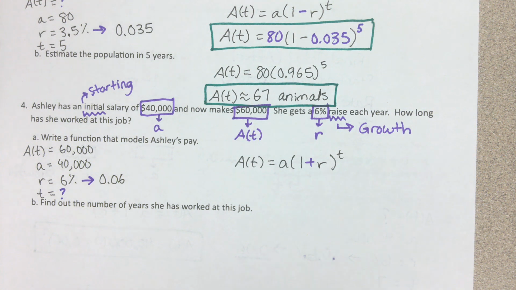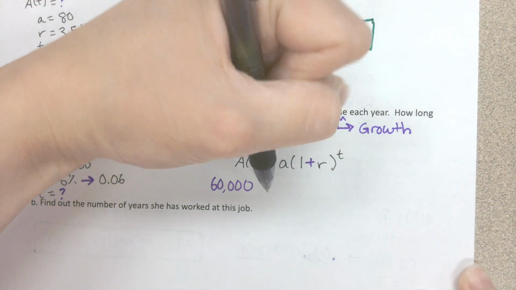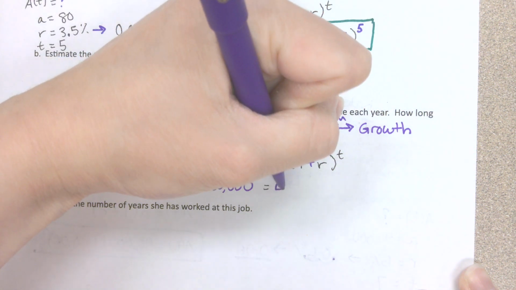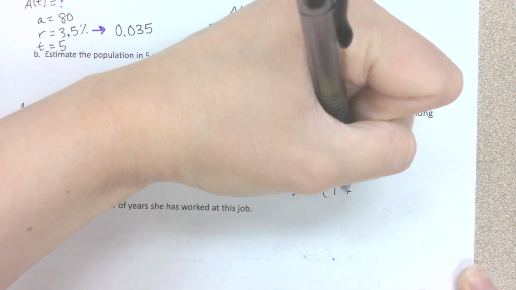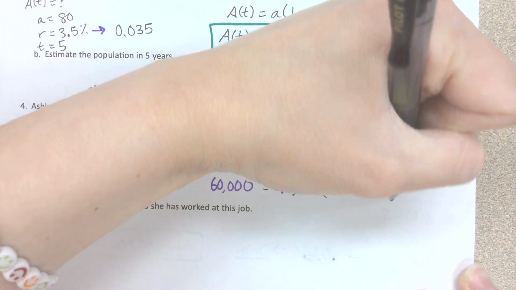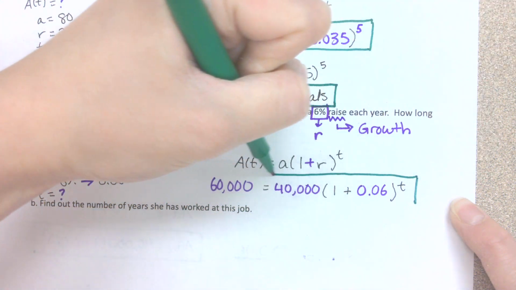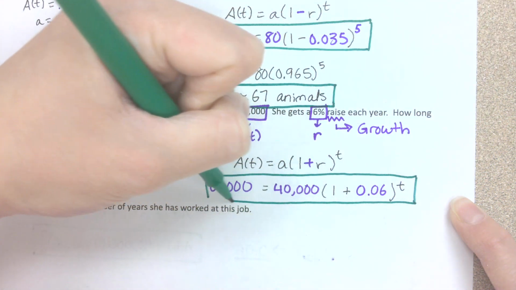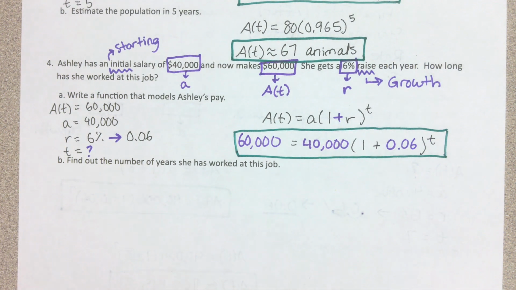And then we fill in. This time we do know A of T, it's 60,000. Equals little a is 40,000, times 1 plus R is 0.06, to the T power. T is unknown. So this is the function to solve. And if you can't tell by looking at it or by the amount of space underneath part B, we're not just going to be able to use our calculator and then move on. We're going to have to do some work.